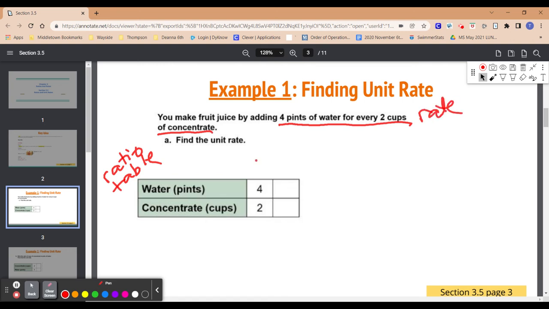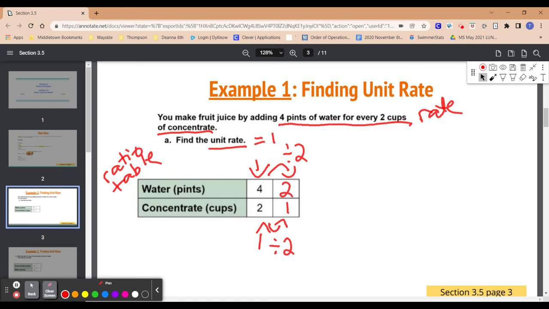So here's your 4 pints to your 2 cups of concentrate. We want a unit rate, which means that we want 1. So we have to put our 1 down because we don't want 2 cups of concentrate. We want 1 cup of concentrate. So what we're going to do is we're going to divide by 2, which means we're going to divide by 2 up here because whatever you do to the bottom, you do to the top. And 4 divided by 2 is 2.